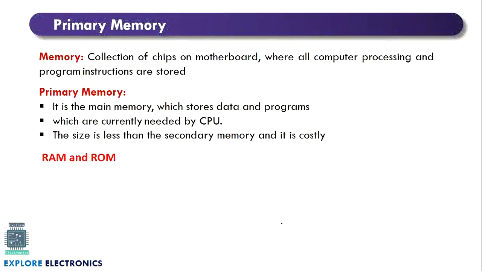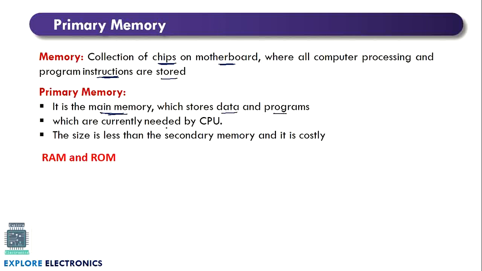Next we will have memory. In memory there are two types. One is primary memory, another one is secondary memory. Let us see what these memories are. Memory is a collection of chips. It will have a collection of chips on the motherboard, where all computer processing and program instructions are stored. The computer processing and program instructions are stored in the memory, and here primary memory is the main memory which stores the data and programs.